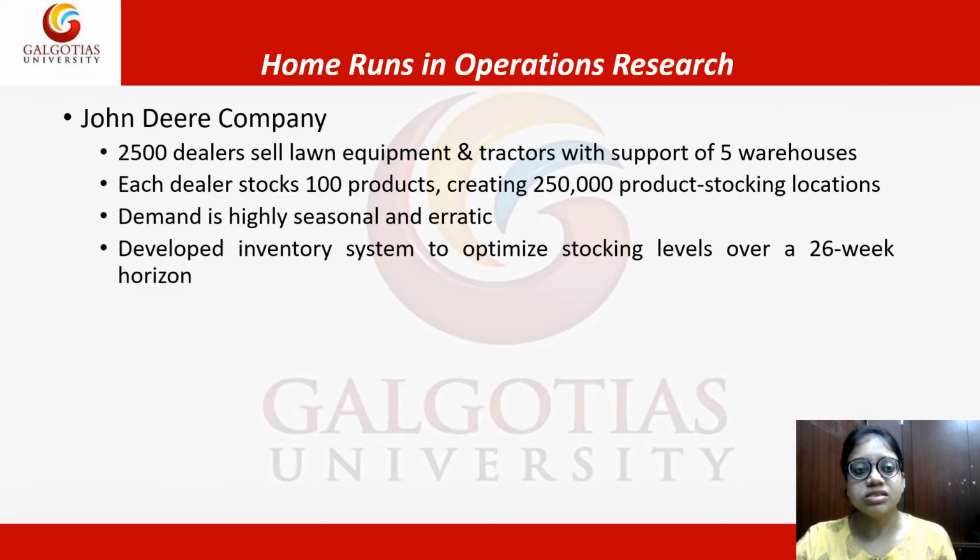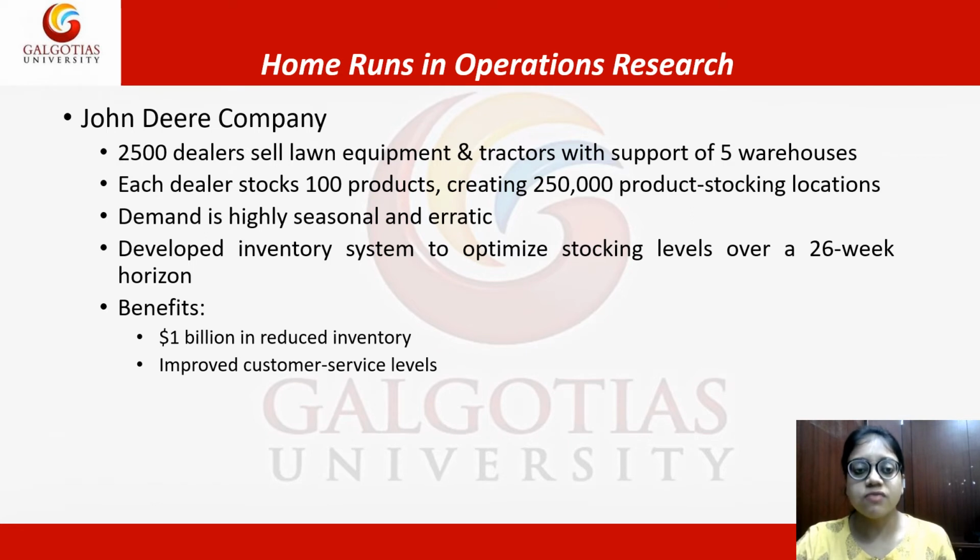Another example is John Deere Company. There are 2,500 dealers who sell lawn equipment and tractors with the support of 5 warehouses. Each dealer stocks 100 products, creating 250,000 product stocking locations. Demand is highly seasonal and erratic. It developed an inventory system to optimize stocking levels over a 26-week horizon. The benefits are $1 billion in reduced inventory and improved customer service levels.